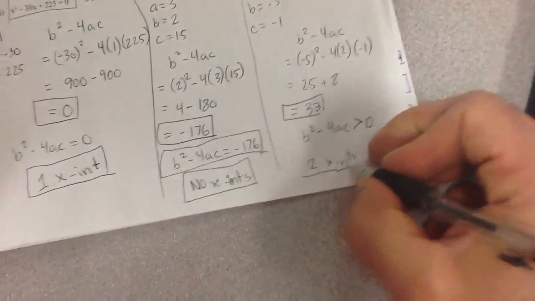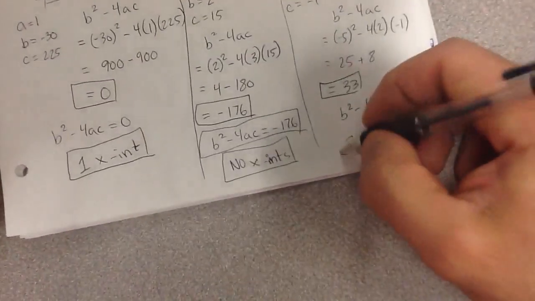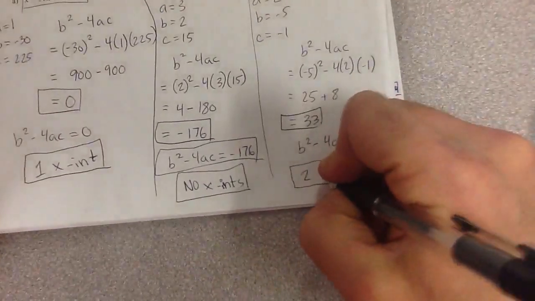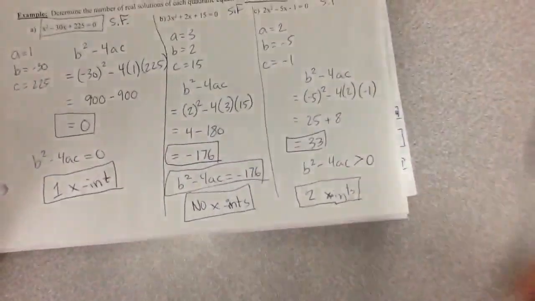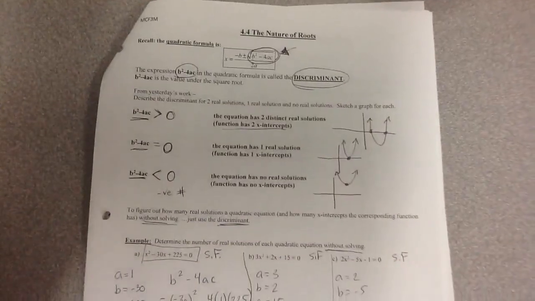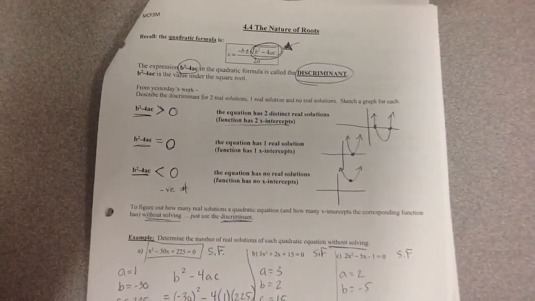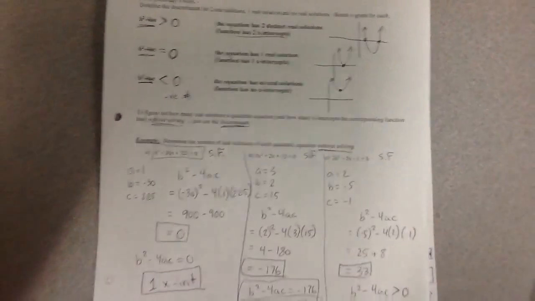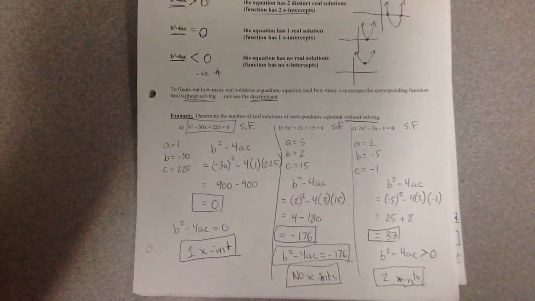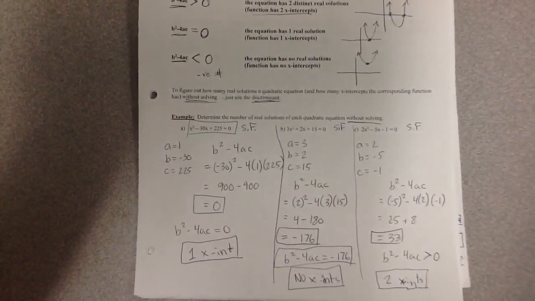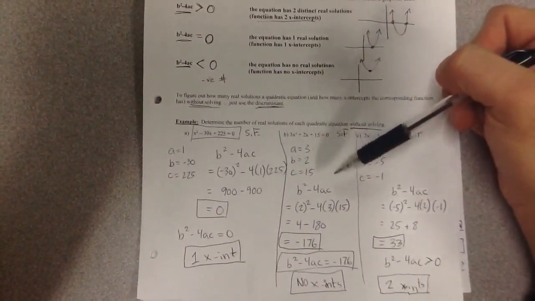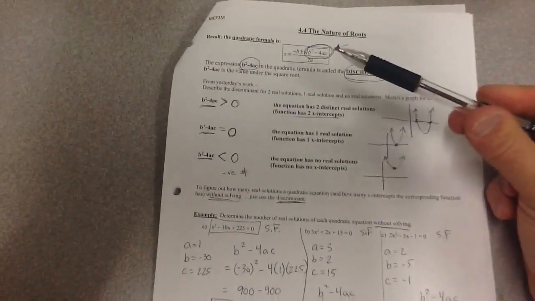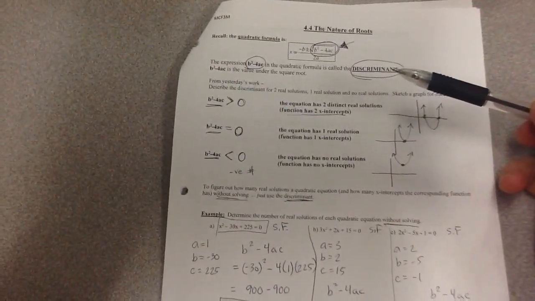Okay. Now, again, if the question asks me to solve, I would have to use the entire quadratic formula here, or I can solve by factoring and then finding the zeros. But if it is asking me for how many zeros there are, all I have to do is use the number that's underneath the square root sign, otherwise known as the discriminant.